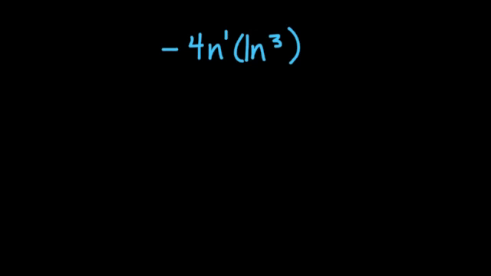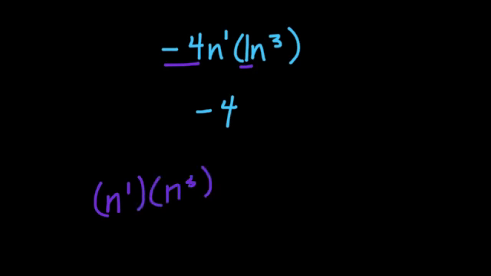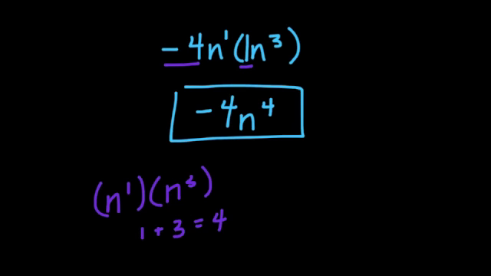And just like with the last one, I could take and multiply just my numbers together, which is negative 4 times 1, which would give me still negative 4. And then I add my exponents together. N to the first times n to the third is really taking 1 and adding it to 3. Because again, that's 1 n and 3 n's, and altogether that would give me 4 n's. So the answer here would be negative 4 n to the fourth. That would be this polynomial simplified.